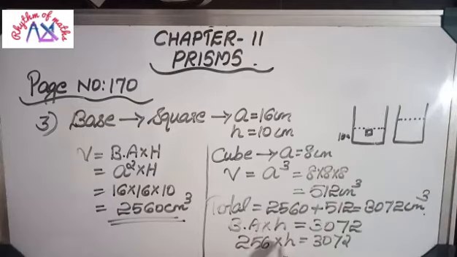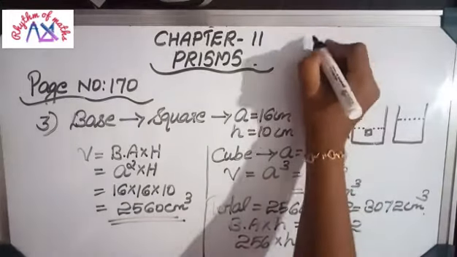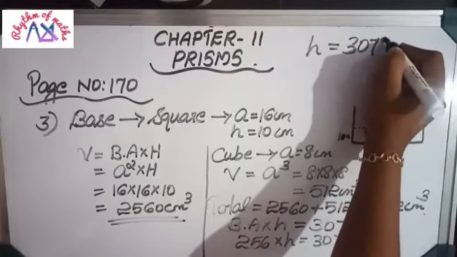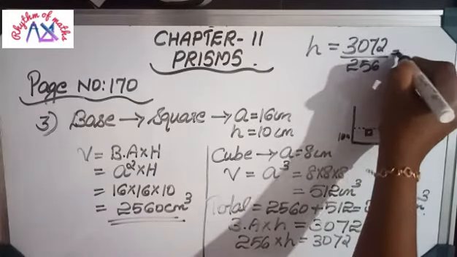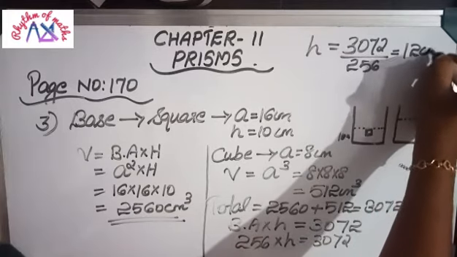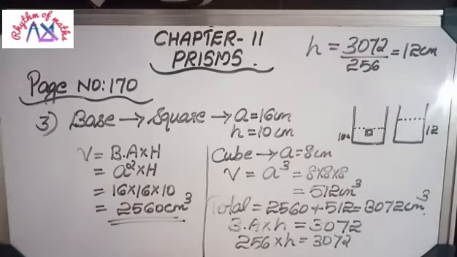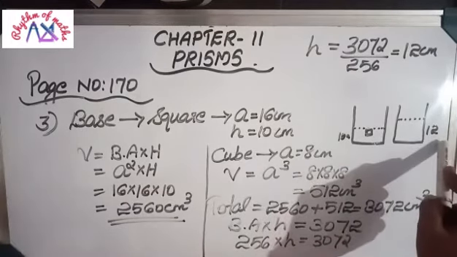So to find this height, keep this h here, 256 to this side. So h equal to 3072 by 256. When you divide this, you will get the answer as 12 centimeter. That means this is 12 centimeter. After putting the solid cube, the water level rises up to 12 centimeter.